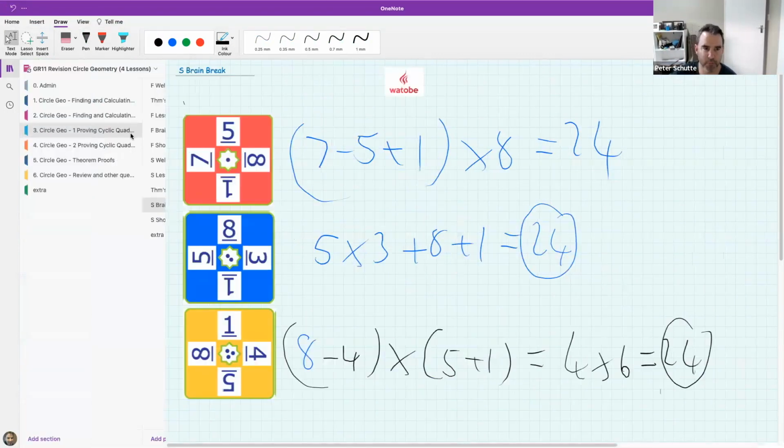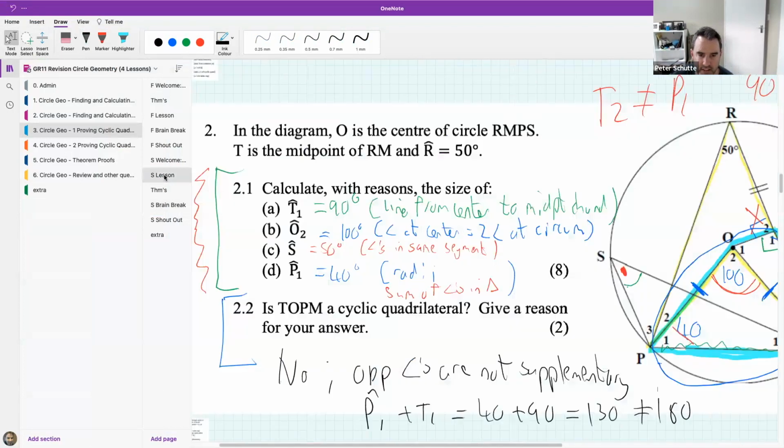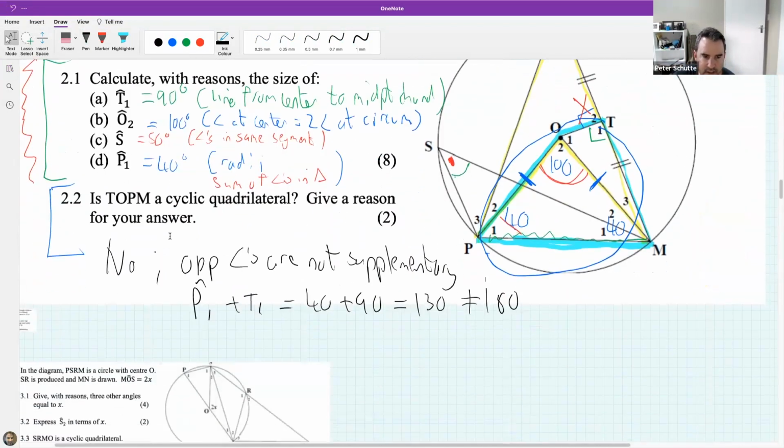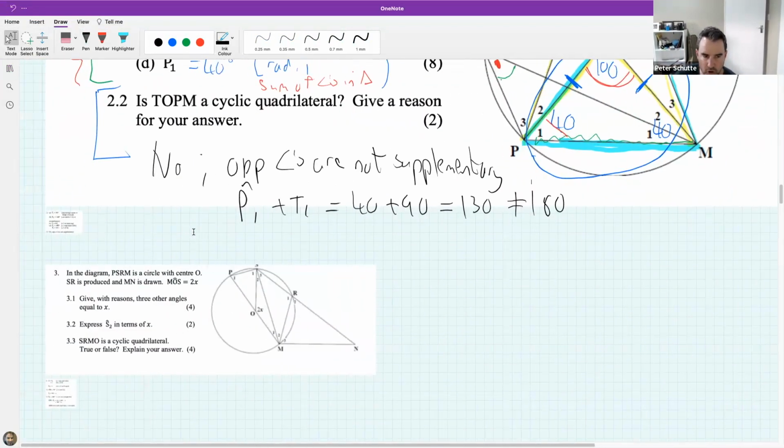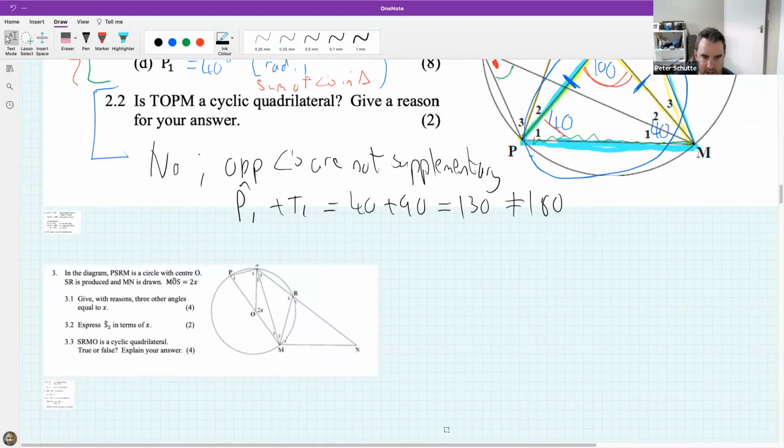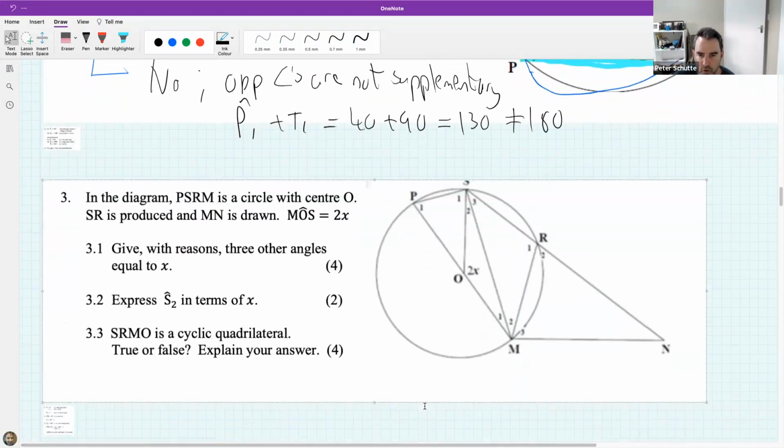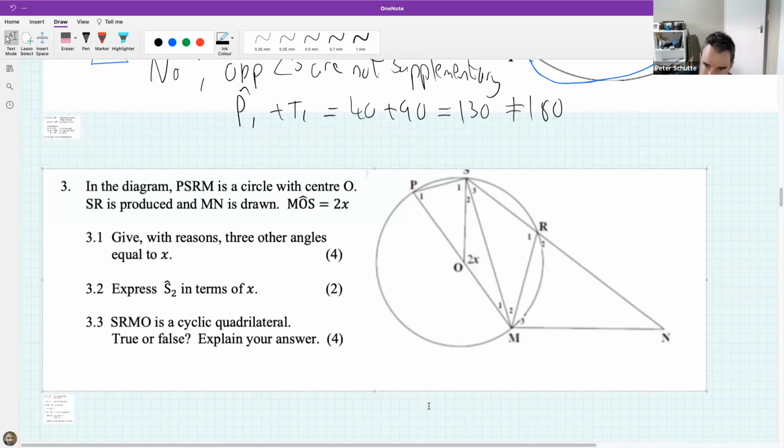Cool. All right, we've had our break. Let's get back to the lesson. So in the next part of the lesson, we are going to start with another exam type question. And we are going to start with this.